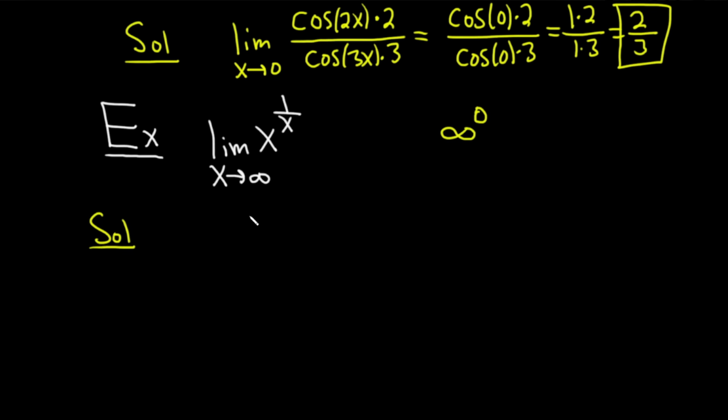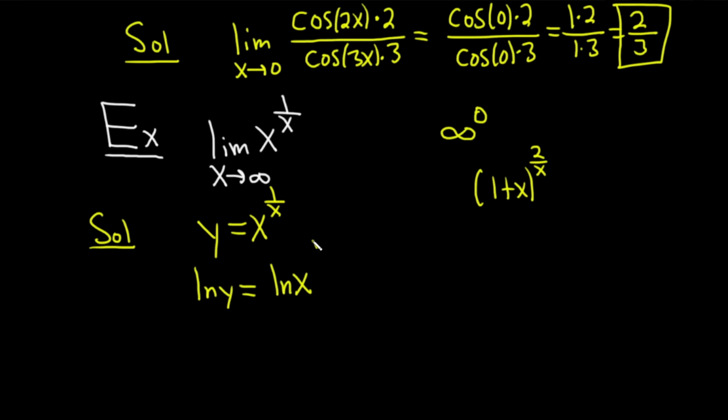And you know to use this technique in these problems whenever you have a variable to a variable. Like if you had 1 plus x to the 2 over x, this technique would also work. So variable to a variable power, typically this is a good technique. The first step in this technique is you let y be equal to x to the 1 over x. Okay, that's the first step. The second step is you take the natural log of y. So ln of y equals ln of x to the 1 over x. And then you just go from there.